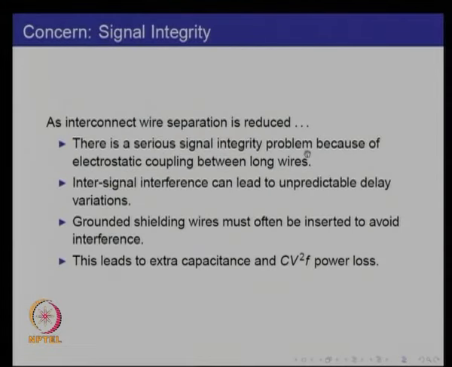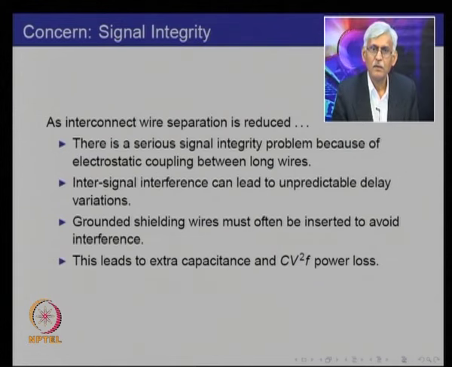There are other problems as well which are common. There is a serious signal integrity problem because of electrostatic coupling between long wires, inter-signal interference, capacitive coupling of signals going down one wire, coupling to a wire which is adjacent to it. They can lead to unpredictable delay variations. The delay variations are data dependent and cannot be anticipated at the time of design. To avoid this, we might use grounded shielding wires between wires, but then that leads to extra capacitance and CV squared F power losses, not to speak of area. So there are solutions, but these solutions are generally expensive.